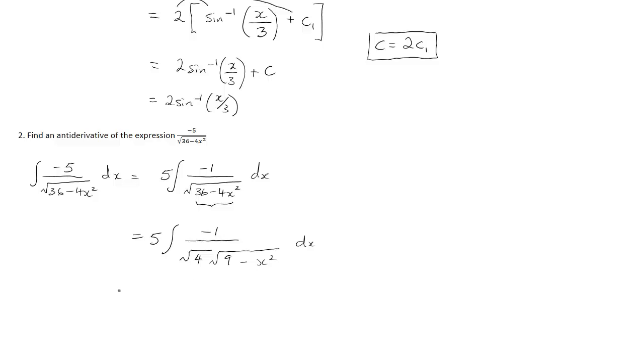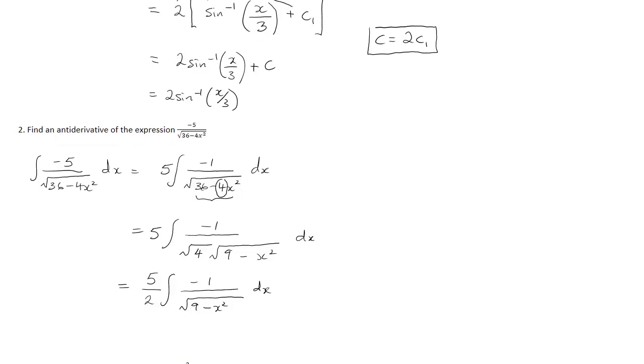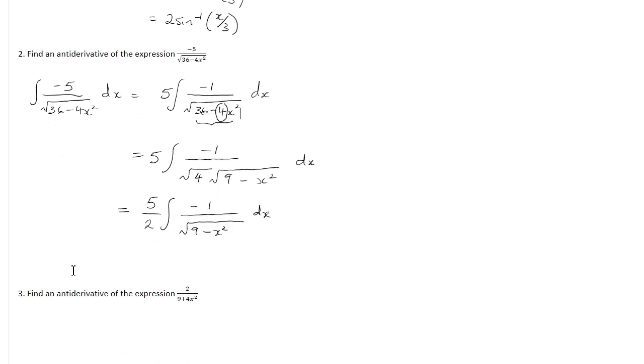dx. And so that's going to be 2 at the denominator, and once again I'm going to take it out. So it's 5 over 2 minus 1 over 9 take away x squared dx. So essentially I've just taken out the number 4, and I now have the correct form that you can now apply the integral formula to. So let's have a look at how to do that.